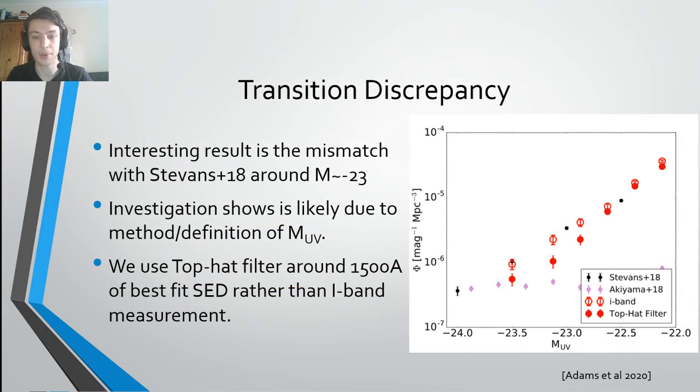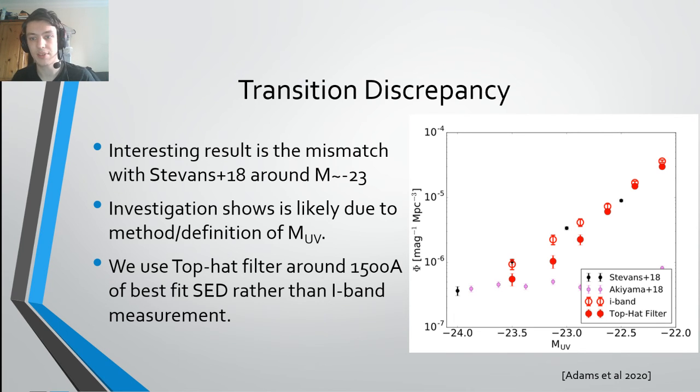Now, the final point that I want to make returns us to this transition regime. Examining the methods that we used compared to those used by Stevens, I noticed a difference in how M_UV was calculated in the first place. I used the best fit SED to our 14 photometric points and convolved that with a 100 angstrom top hat at 1500 angstroms in the rest frame for each object. While Stevens simply used the measured I-band magnitude, which does contain the rest frame 1500 angstroms at redshift 4.